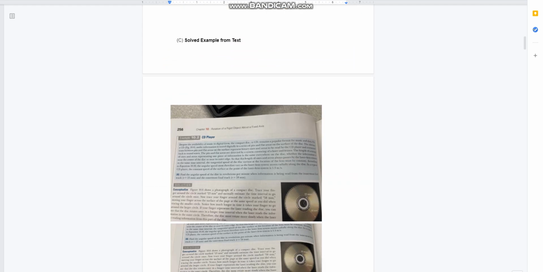So for our solved example from the text, most of this is just a CD player, right? If you put a CD into a CD player, it rotates around that fixed axis to play it. Initially, they'll solve for the angular speed, and they'll end up getting 2.1 times 10 to the second revolutions per minute. Then they will solve for how many revolutions, which is the angle theta. And then finally, they'll solve for the angular acceleration, which would be negative 7.6 times 10 to the negative 3 radians per second squared.